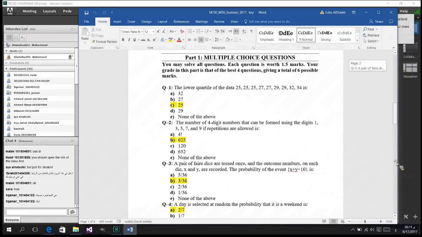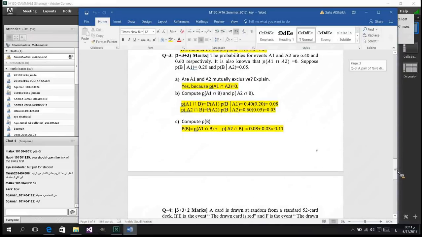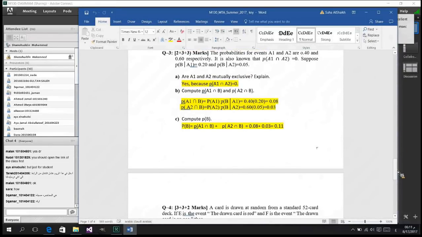Question 3: they gave me the probability of A1 and A2, and the probability of their intersection is 0. They give me the conditional of B under the condition of A1, and B under the condition of A2. They are asking me whether A1 and A2 are mutually exclusive.